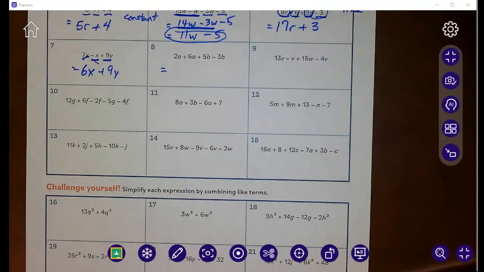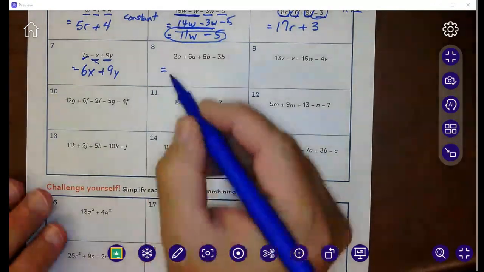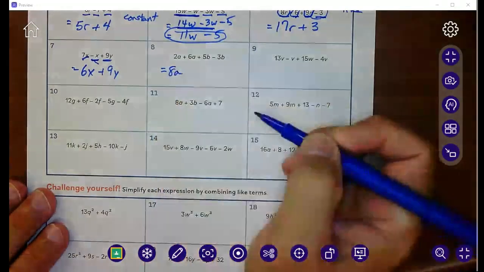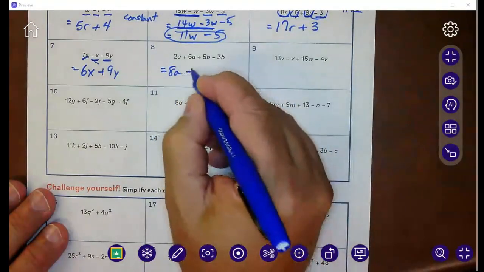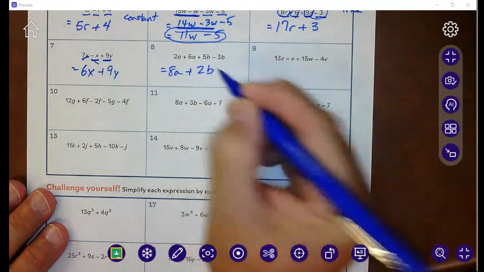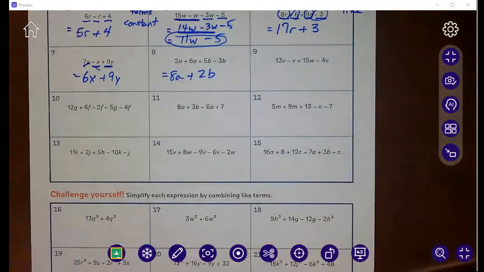For number 8? Yes. So, it's pretty much already simplified with the like terms and everything. They're both beside each other. So I just did 2a plus 6a and got 8a. And then 5b minus 3b is 2b. So that gives you the final answer of 8a plus 2b. Very good.